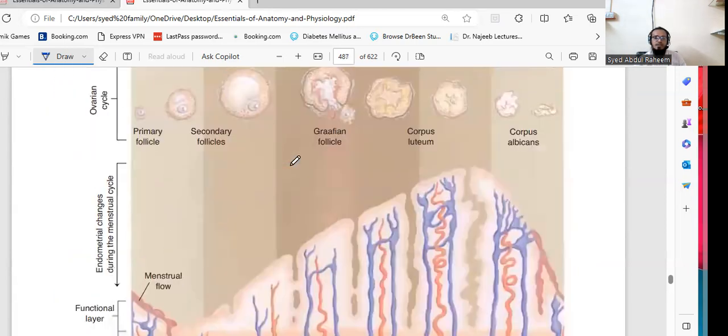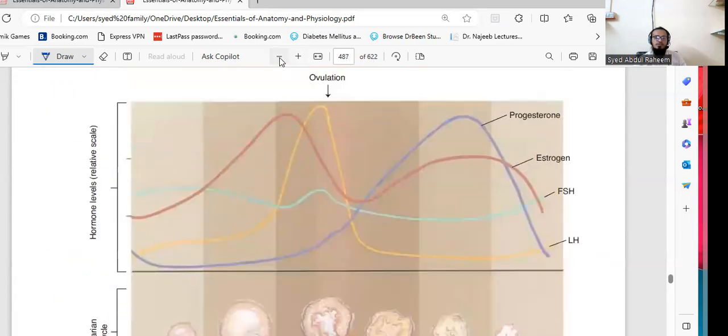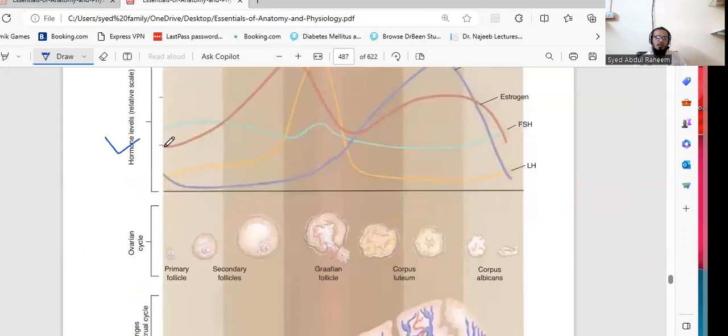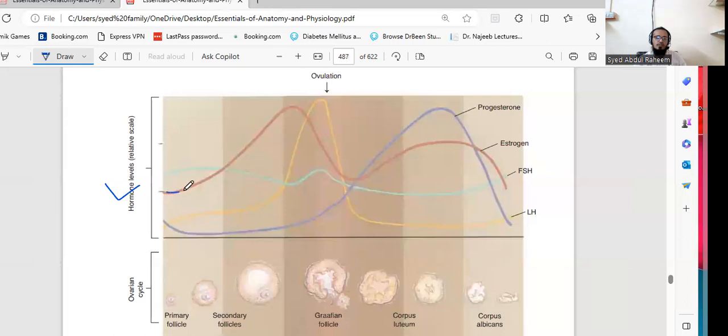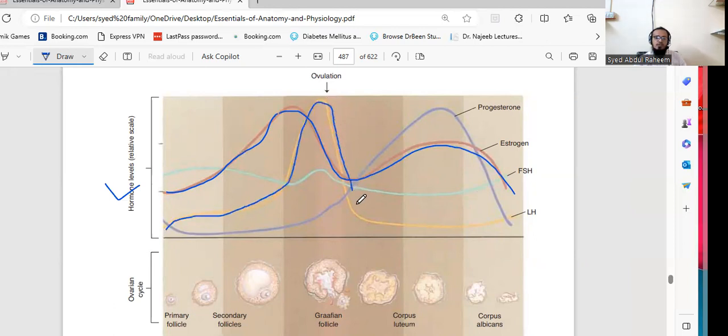So in this diagram, we are able to see the hormonal levels. Which hormone is high? This is the FSH hormone. It is high, low, then gradually high and low. Luteinizing hormone gradually increases, the graph rises, and then the LH gradually decreases. And we have estrogen, and we have progesterone. Progesterone is low at the beginning and high at the ending.